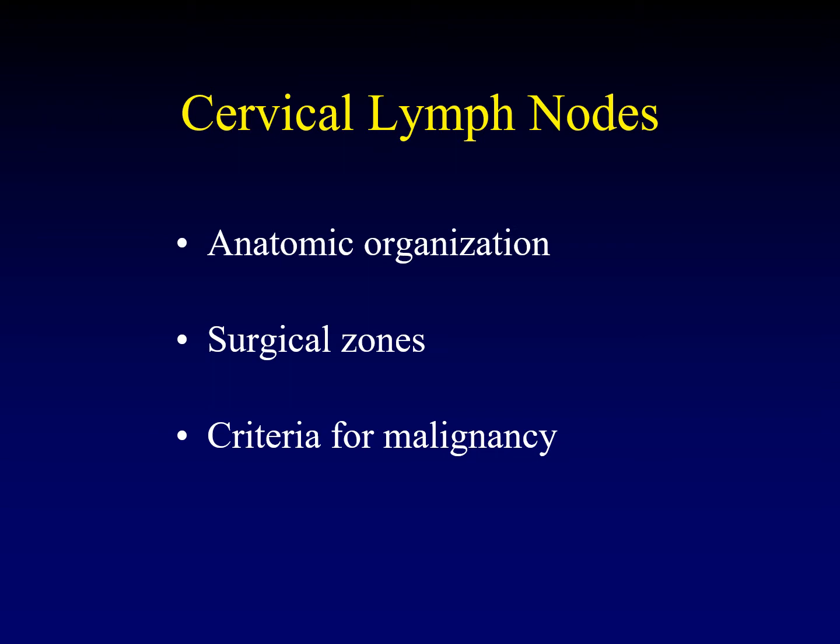Now let's turn our attention to perhaps the most important thing that we look at anatomically in the neck, and that is the cervical lymph nodes. They're so important because a lot of the work we do in the neck is cancer work, and metastatic disease to cervical lymph nodes is a core part of that analysis. We'll talk about the anatomic organization of the lymph nodes. We'll talk about the way we break them up anatomically and contrast that with the way we break them up surgically into the surgical zones. And then we'll spend some time talking about how we decide whether a lymph node is benign or malignant.